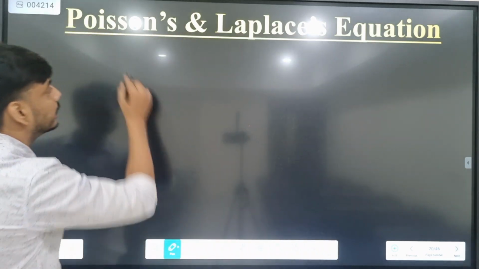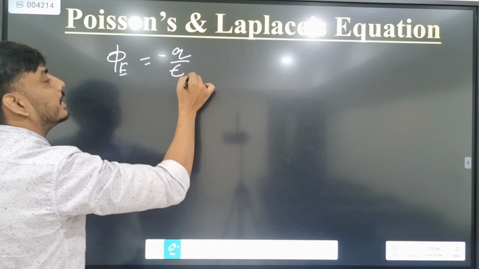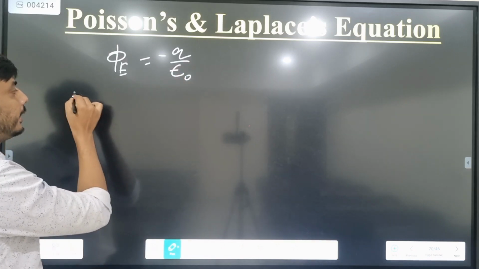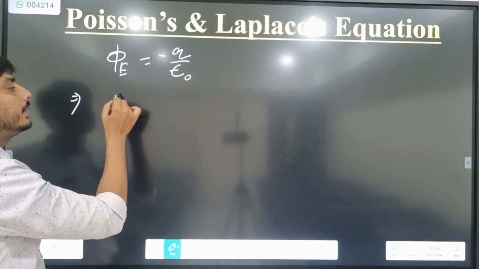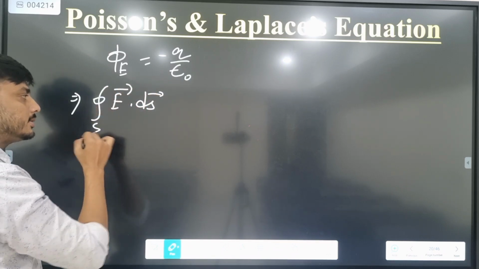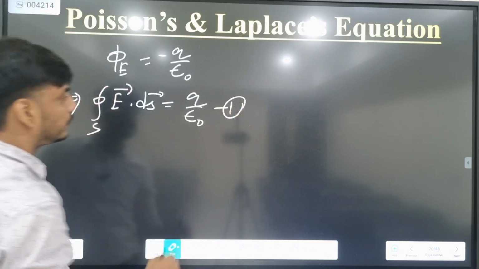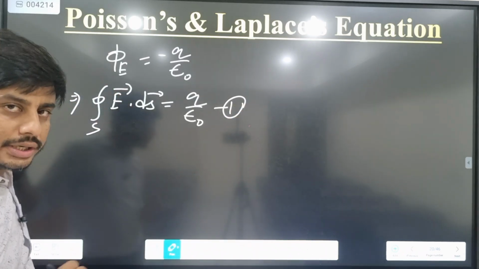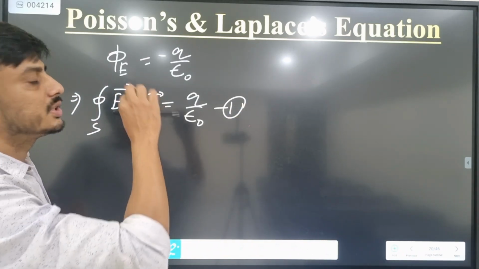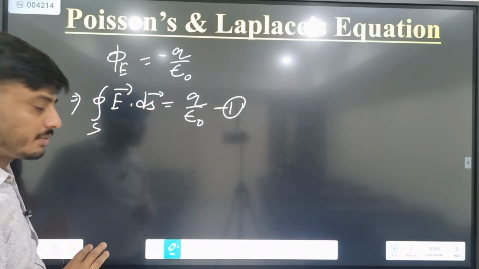Okay, so from Gauss law we know that electric flux is equal to Q by epsilon naught. Again here we can write down the integral of E dot ds over s equal to Q by epsilon naught. This is Gauss law in electrostatics, that is, net electric flux must be equal to 1 by epsilon naught times the total charge enclosed by the surface.